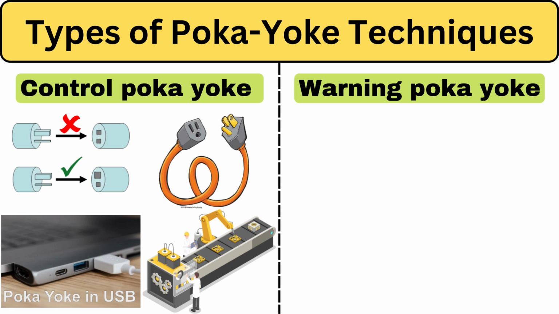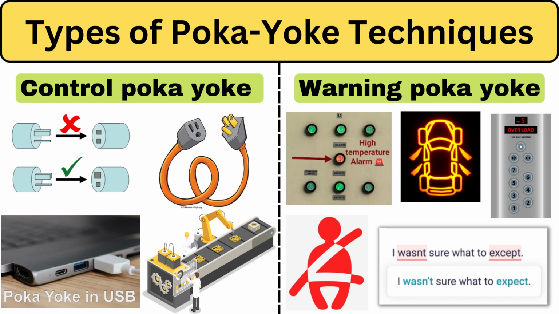In other words, in a production process we can design the process in such a way that until the first operation is finished, we can't start the next operation. You can take the example of USB. We can't insert the USB port in the wrong direction. So here we control the mistake, because we are not allowing the user to insert it in the wrong direction. So this comes under the control Poka Yoke.